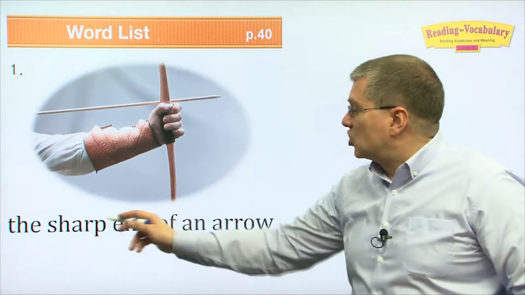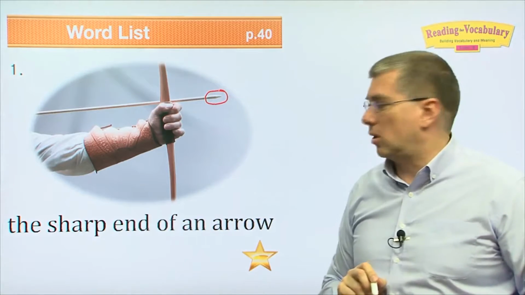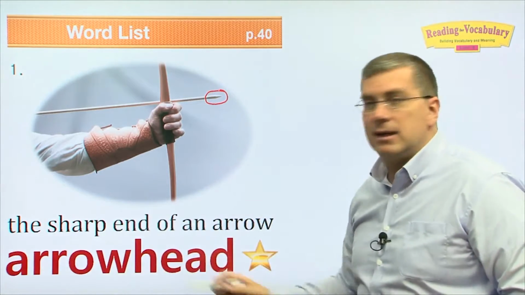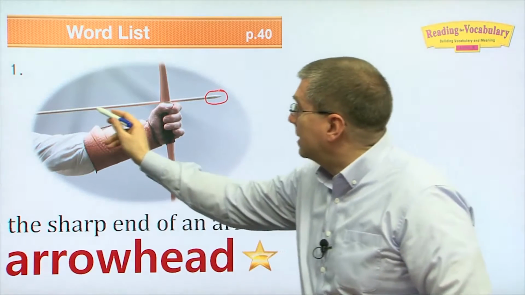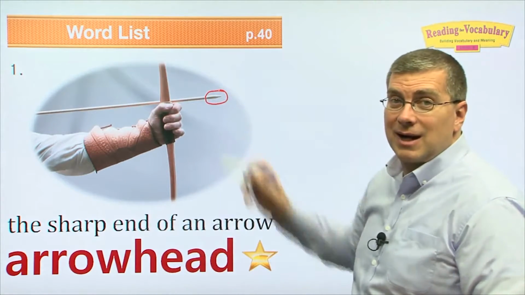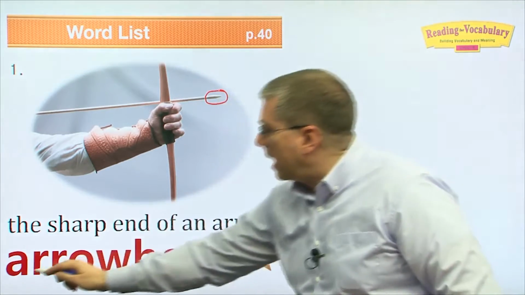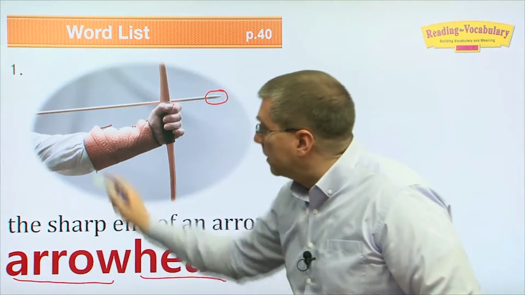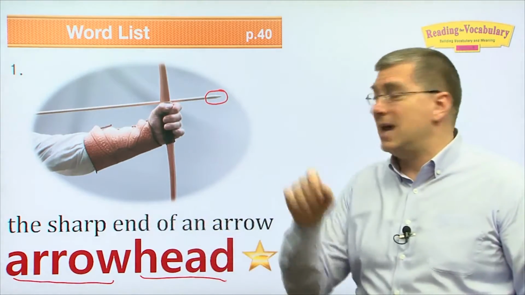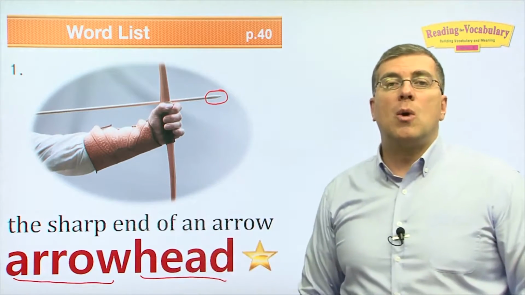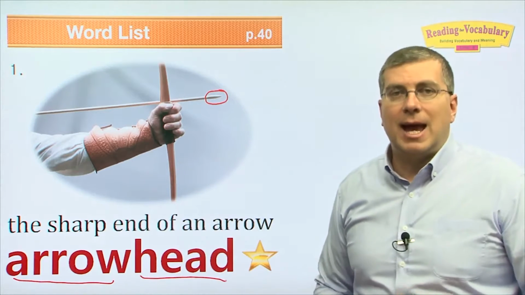Number 1, the sharp end of an arrow. What do we call that part right there? That is the arrowhead. Of course, we know what a head is, right? The head on our body. But think about an arrow. This is the arrow, and this is the front end, like the front end of my body. So this is the head. The very sharp end of an arrow is called an arrowhead. Arrow, arrowhead. Put it together, arrowhead.